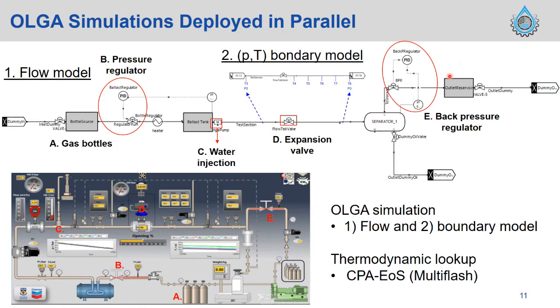And now we also have a subsection, which I'll call the pressure and temperature boundary model. With this model, we can start with a simpler case, where we use exactly the same dimension and location as the pressure and temperature sensors of the upstream, and also different locations of the temperature sensors on the downstream and the pressure as well. With the boundary model, we can more easily tune the heat transfer coefficient and also the thermal mass in the pipeline. Furthermore, for the thermodynamic lookup, we use the CPA equation of state using Multiflash for the prediction.